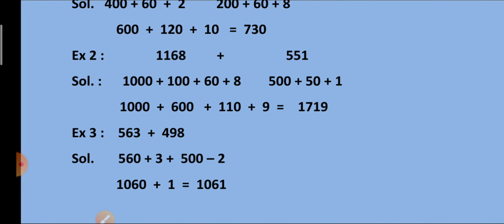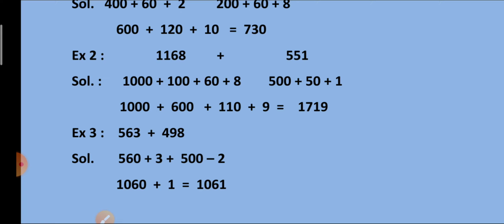563 plus 498. I have done this addition in a different way. This is also how you can do it. In this, what I did, I brought the number 498 to its nearest 100. The nearest 100 to 498 is 500. So for 498, can I write 500 minus 2? Why did I do this? Because it's easier to calculate. So for 498, I have written 500 minus 2, and for 563, I have written 560 plus 3, because 100 and 100 is easy.